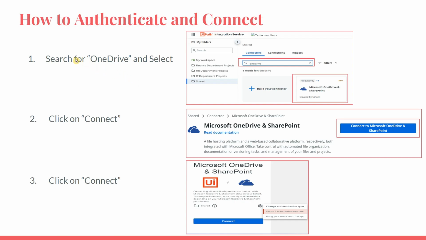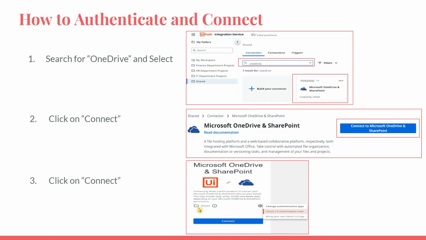Here we will see how you really authenticate and connect. The very first step is you search for OneDrive in the Integration Service and then hit on this. After that, you would see a page like this where you have to click on connect to Microsoft OneDrive. We will do the practical for sure. And then you would see this page where you would hit on connect. Mind a couple of things here.